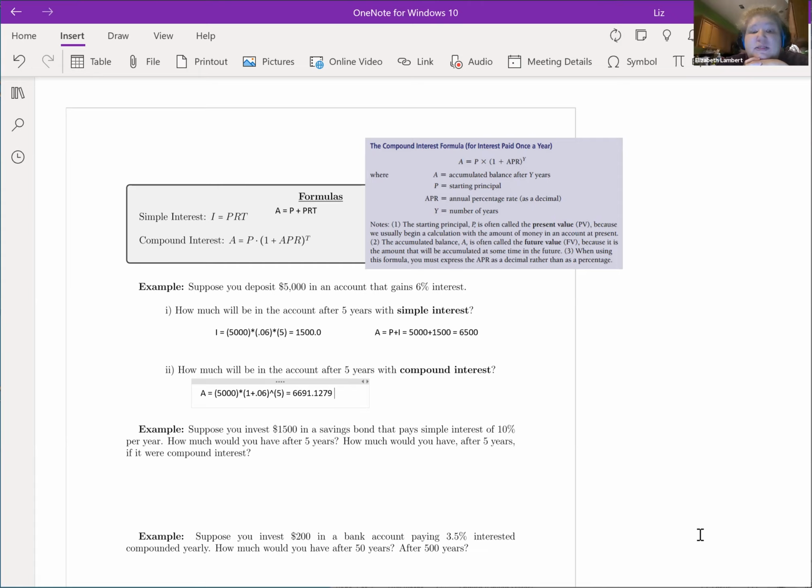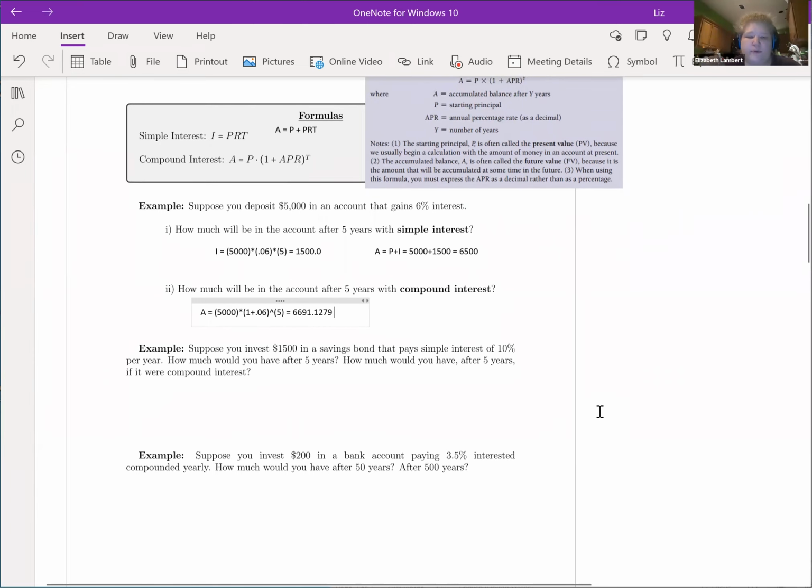So then instead we get $6,691 and round up 13 cents. So that's how much will be in the account. Or 12, like I never remember which way the bank does it. So still almost $200 more. Now a lot of this is because it's yearly interest, so it's only accruing 5 times. Later, we're going to see what happens when it accrues more.